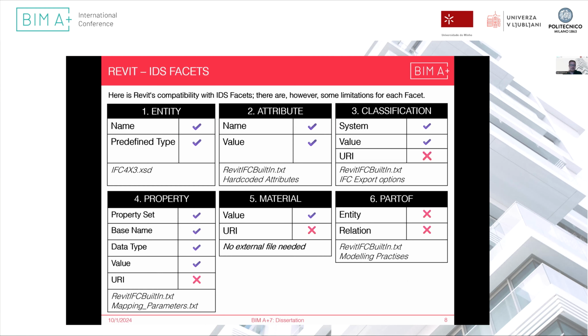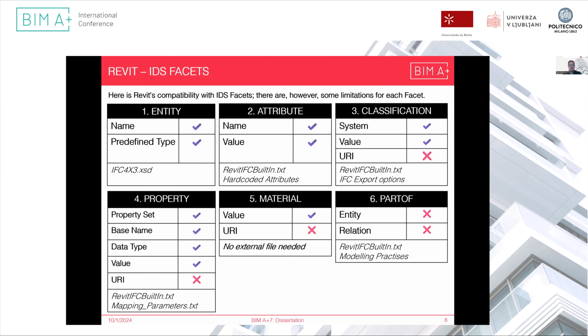Now let's look at Revit's compatibility with facets. So entity, there is no problem. We can define name and predefined types from the IFC 4x3 file. Attributes, also not a problem if we can find it in the Revit IFC built-in, because if we cannot, you will have a very hard time to define such an attribute.